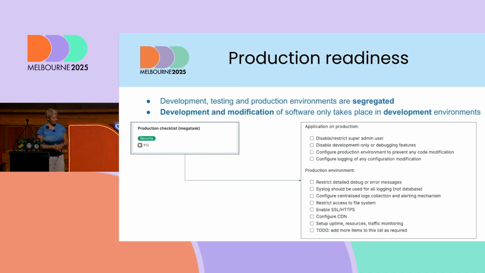And then there's a production checklist mega task. The Australian software development guidelines state that development, testing, and production environments should be segregated, so it shouldn't be just one server. All right, checklist. And development and modification of software should only take place in the development environment. So don't do it in production.